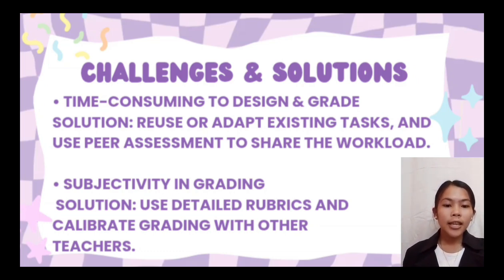Second challenge is subjectivity in grading. So since there's no one right answer, it might feel like grades are based on what the teacher thinks is good, not on rules. So solution, use rubrics and calibrate grading with other teachers. So they spell out exactly what counts. So teachers can also work with other teachers to make sure their grading is consistent. That's called calibrating. So everyone's on the same page.